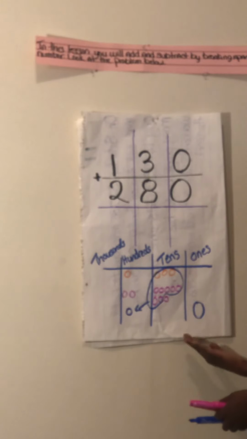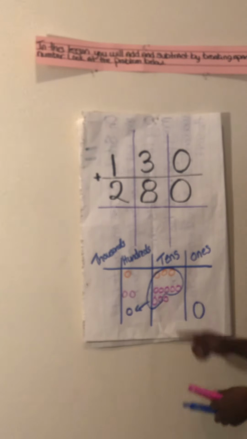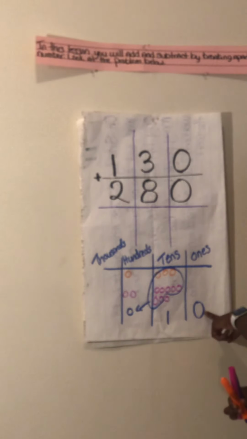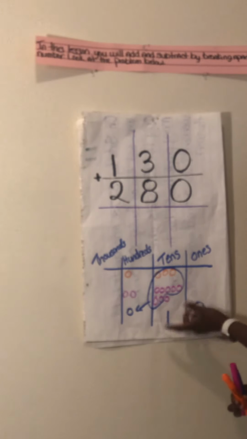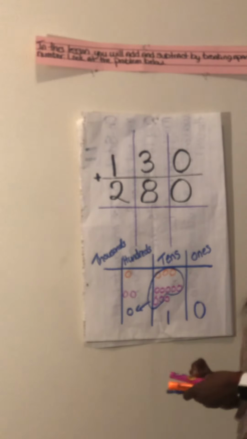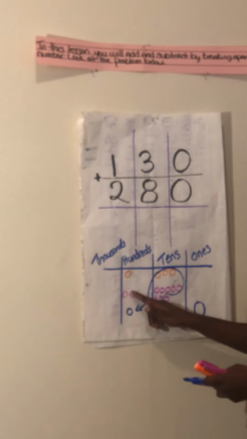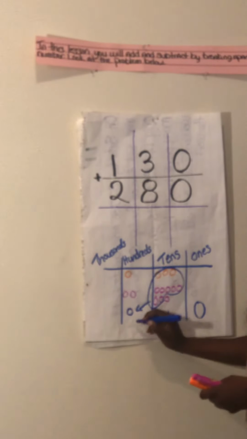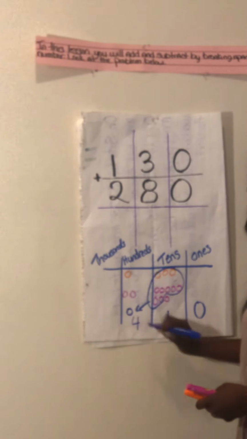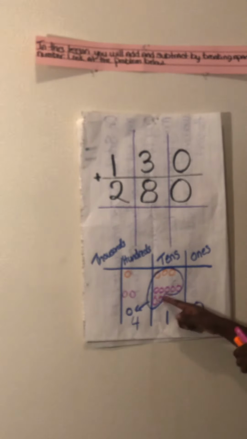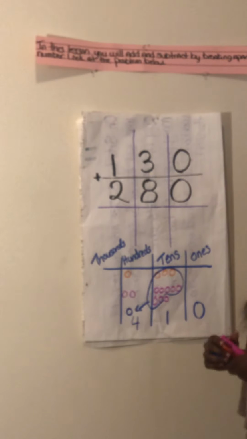What's left in the 10 spot? Well, there's only one more 10. So I'm going to write 1 here. That makes sense because we had 0 ones. Now we have a 10. Now let's go ahead and add our hundreds. 100, 200, 300, 400. So the answer is 410. We made 1 bundle of 10 tens that made 100.